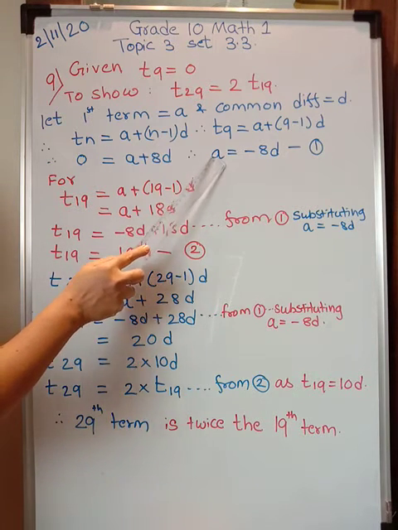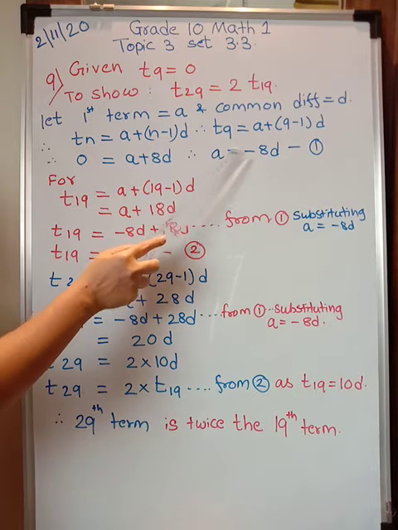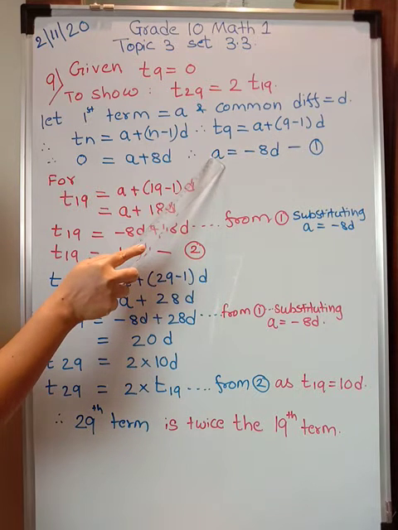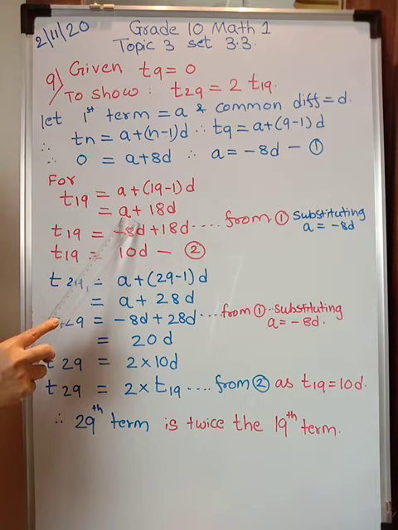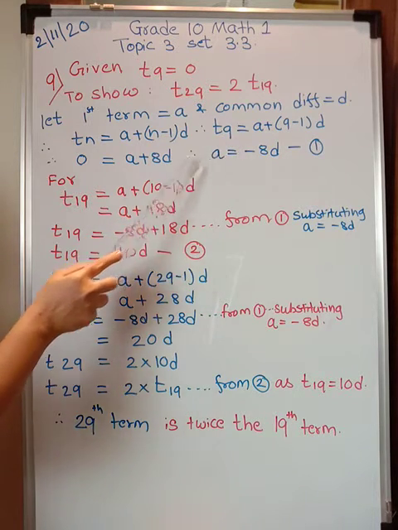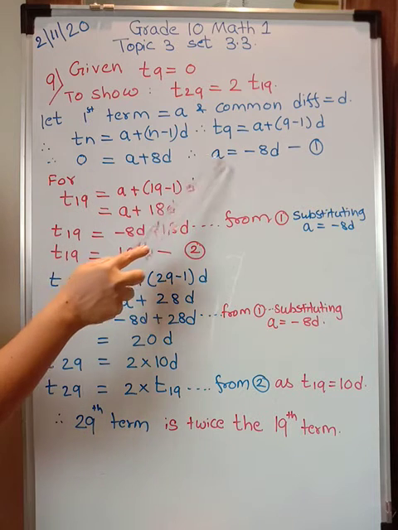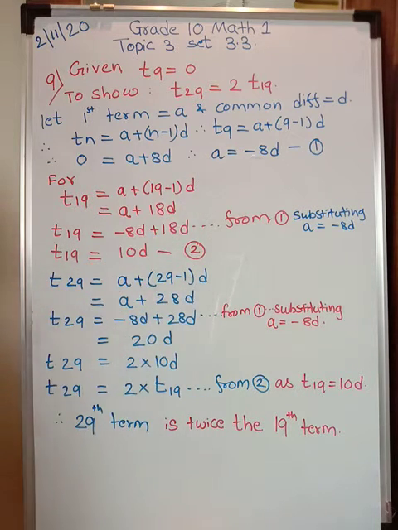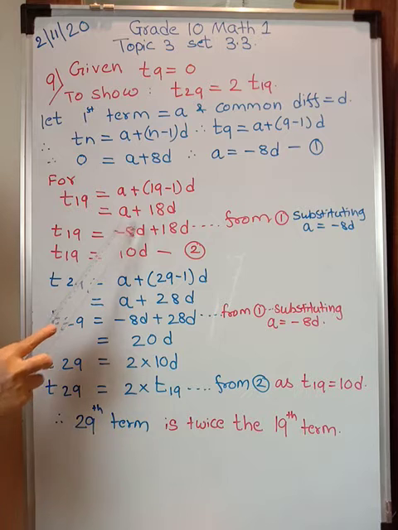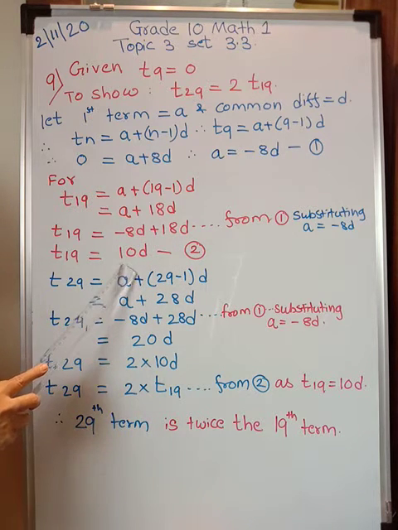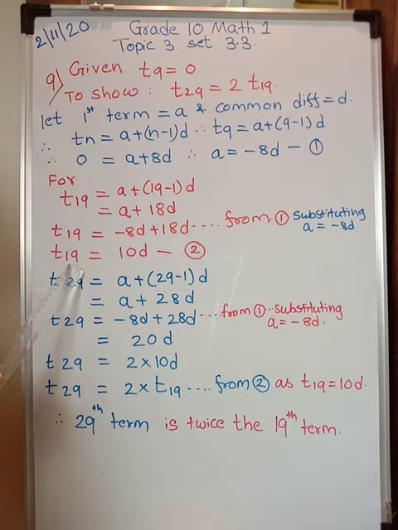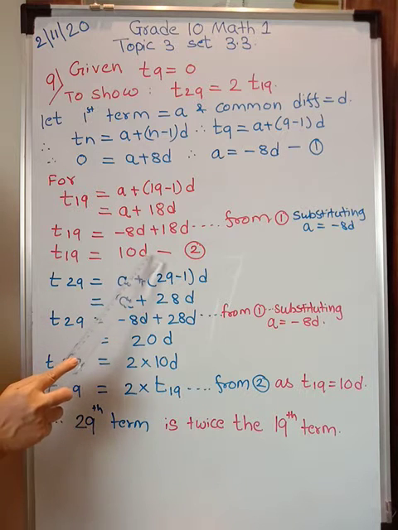But now what is A we have found out? A is minus 8d. So I am substituting for A as minus 8d over here. With the help of the T9 term, equating it as 0, we have obtained A is equal to minus 8d. So I am substituting for A minus 8d. Minus 8d plus 18d gives 10d. So what I got? T19 I got as 10d.